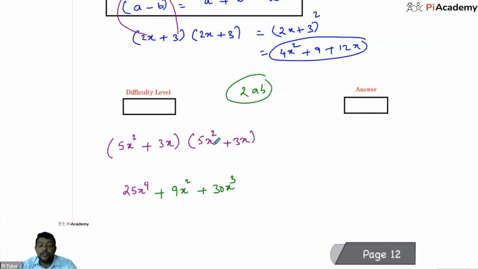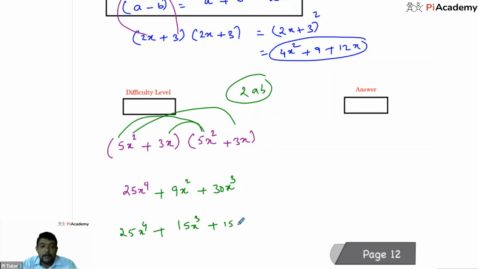See, basically, you can avoid using the formula as well. You can directly multiply it. 5x squared times 5x squared is 25x to the power of 4, and then 5x squared times 3x is 15x cubed, and 3x times 5x squared is 15x cubed again, and 3x times 3x is 9x squared. So you have 25x to the power of 4 plus 30x cubed plus 9x squared.